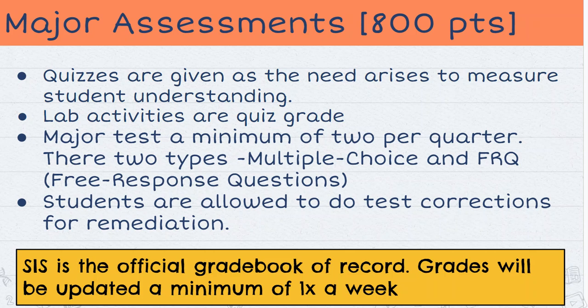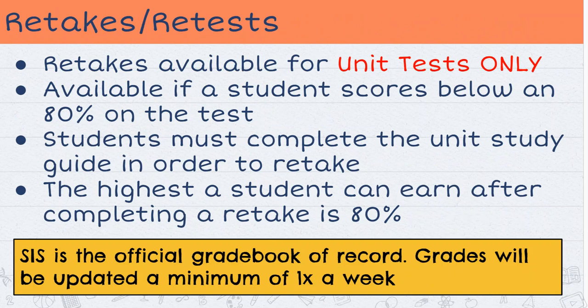Students are allowed to do test corrections for remediation, and students can do a retake only for a unit test if the student scores below 80%. So if the total points is 50 and the student gets 39 or below, then they did not master. But students will look into which objectives they have not mastered and retake that specific objective. However, the students can only get a highest of 80% as per county rule.